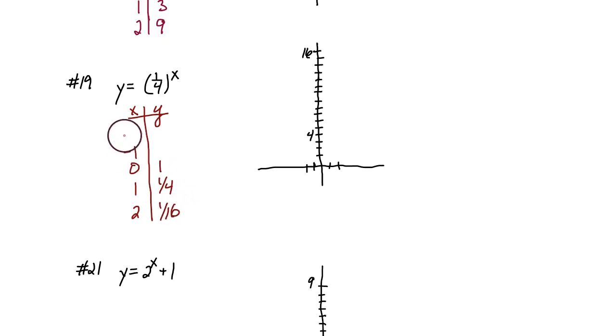Let's do some negatives as well. 1/4 to the negative 1 is a reciprocal, so that's 4. 1/4 to the negative 2 is 16. So negative 2, 16 is up here. Negative 1, 4 here. 0, 1, and then 1, 1/4, and 2, 1/16. And then draw in the curve.